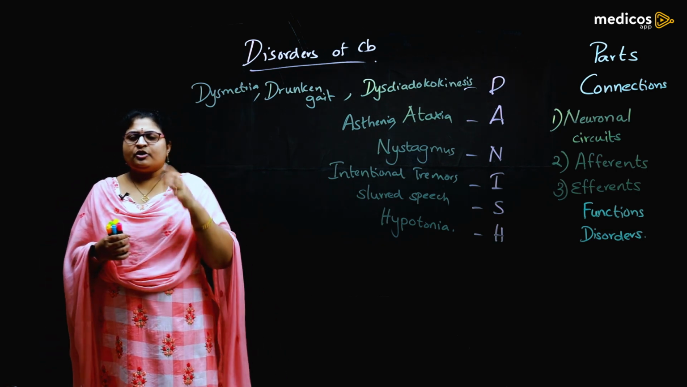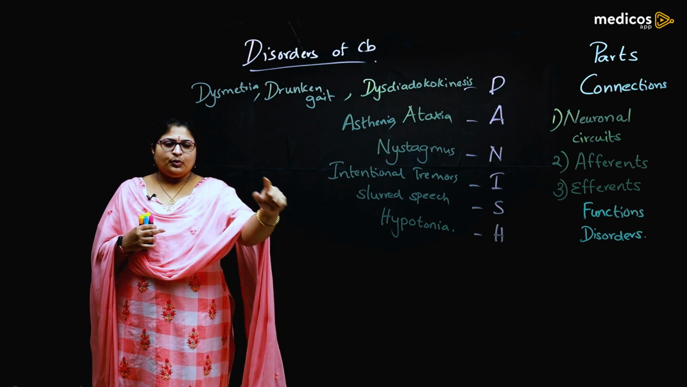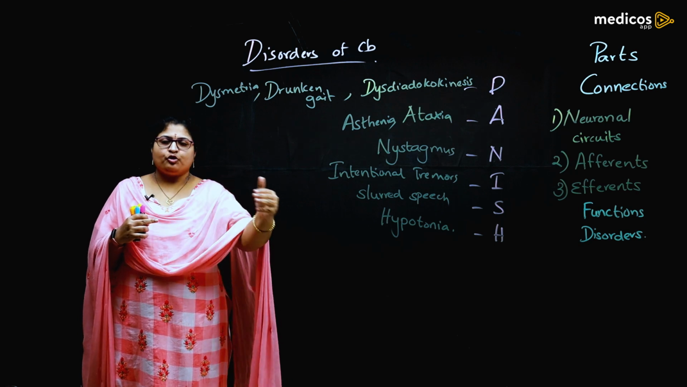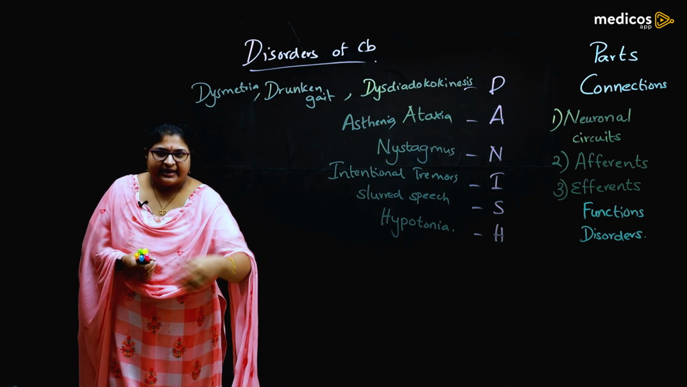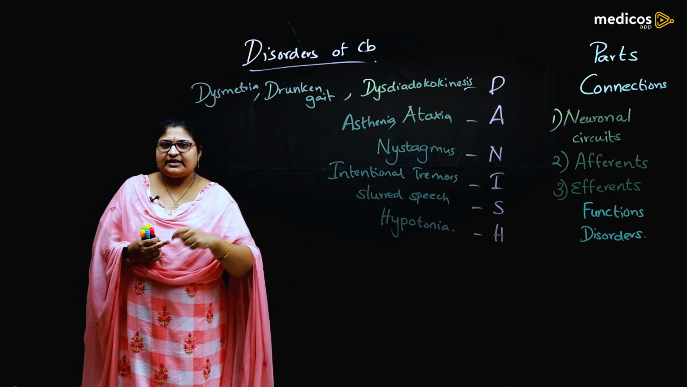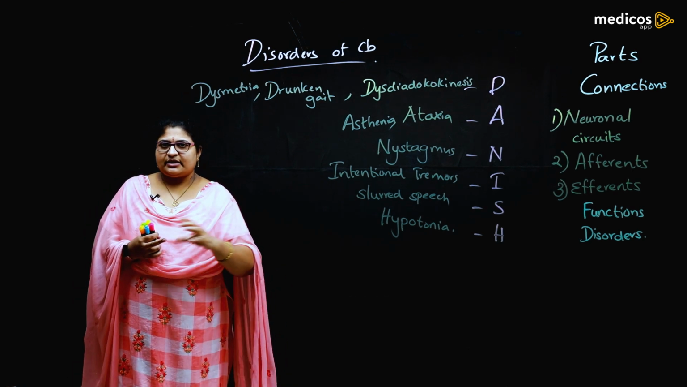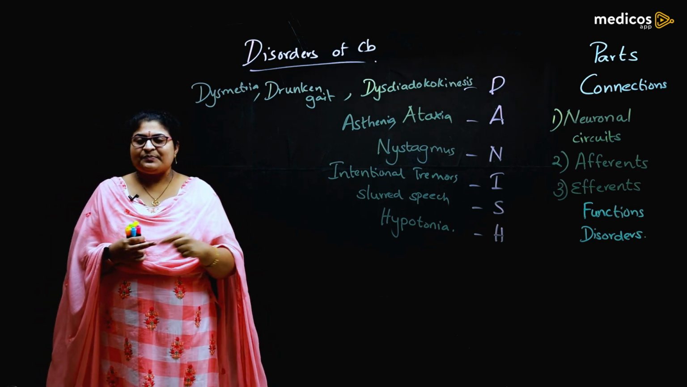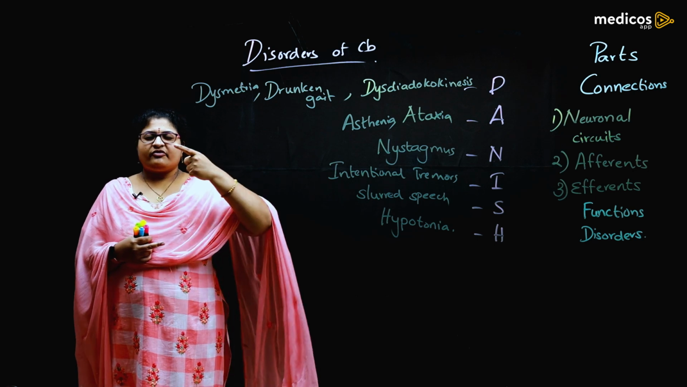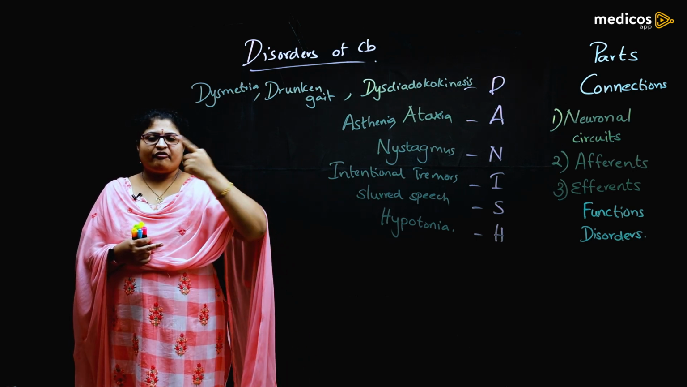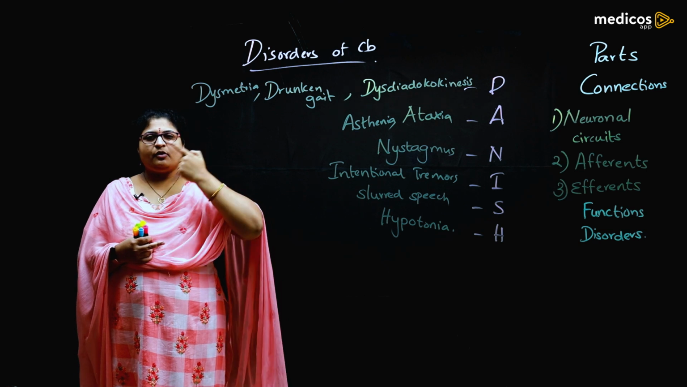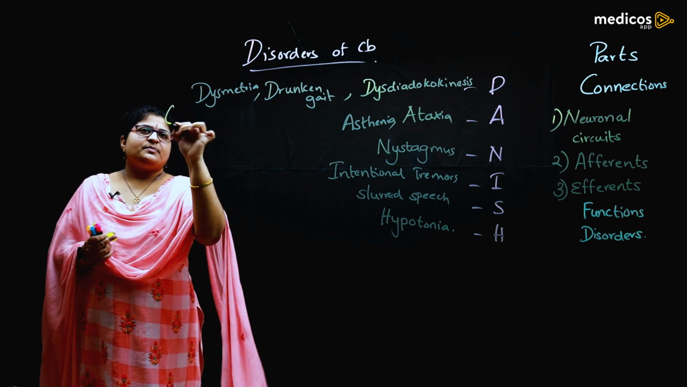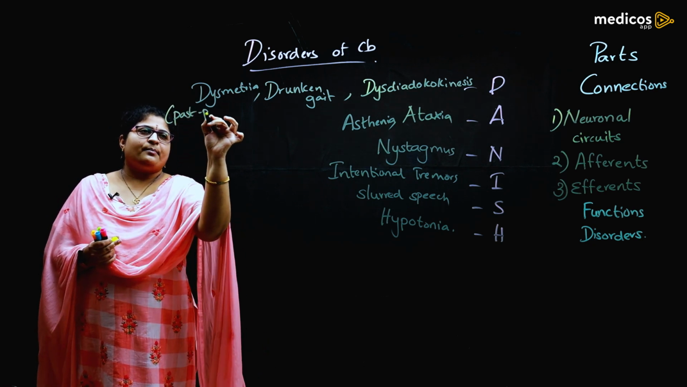And dysmetria. The cerebellum helps us to assess the distance we have to move. Suppose an object is there, I have to move a certain distance. That is called assessment of distance. Metria means measurement. So when there are lesions of the cerebellum, that assessment is lost. Suppose the subject is asked to touch the tip of the nose, they can't do this movement. They will be going like this. This is called past pointing. Dysmetria results in past pointing.